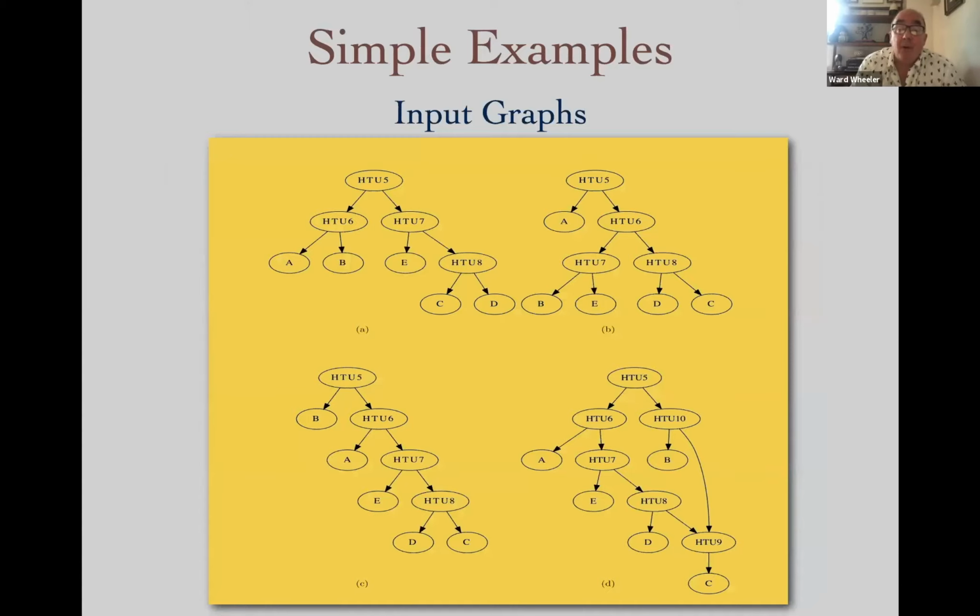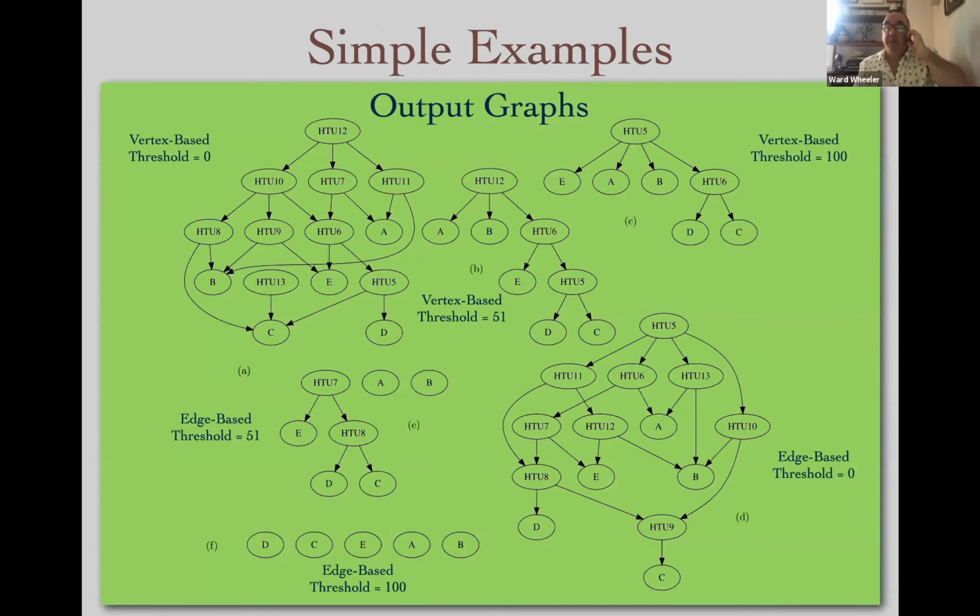So as a simple example, we can take 4 input graphs here. You can see that 3 of them are trees. One of them is a network on D, the lower right, from HTU9. And then we can look at, this is a little bit busy, I apologize for that. But if we look at the different graphs here, let's look at, for instance, the upper right, C, that's a strict consensus, so to speak, of the input trees. Only those groups, in this case C, D, that are present in all the inputs.